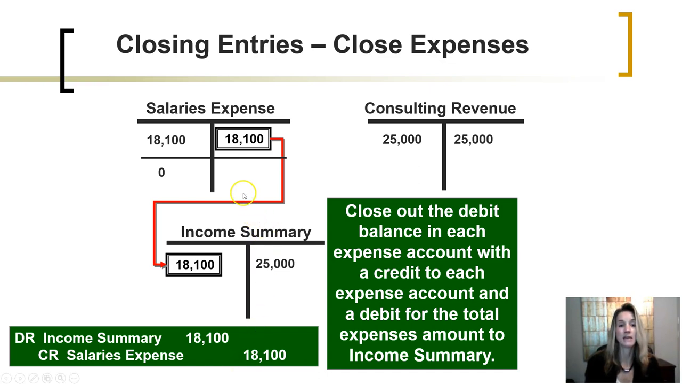What we have now done is zeroed out the expense account. Its balance is 0. It is closed. All of the expenses are now temporarily recorded in income summary.